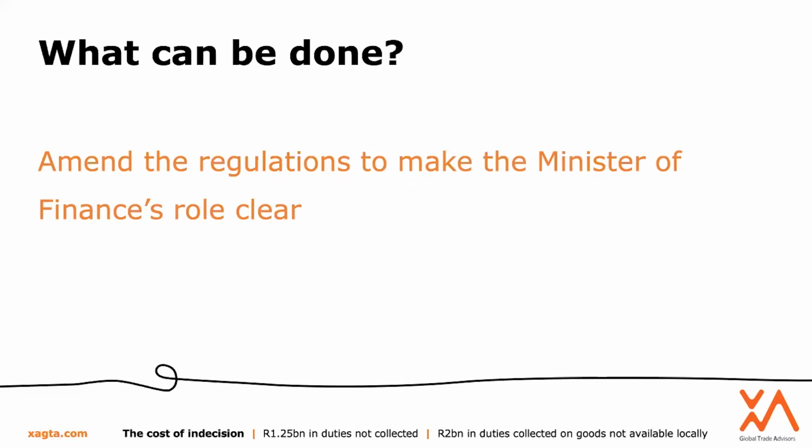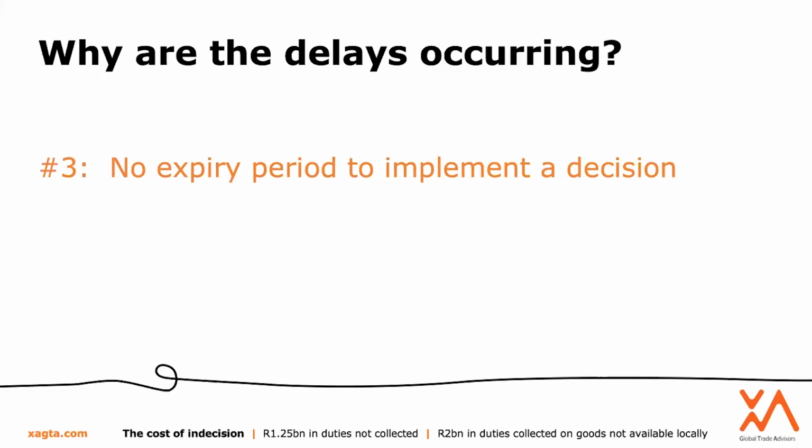And so we don't know if perhaps these decisions are being taken quickly by ITAC, quickly by Minister Patel, and then rest on the Minister of Finance's desk while he decides when the best time would be to impose it. So again, this is all absolutely opaque. And so there's simply no way for us to get hard data on what happens in this process. There doesn't appear to be an expiry period to implement a decision.